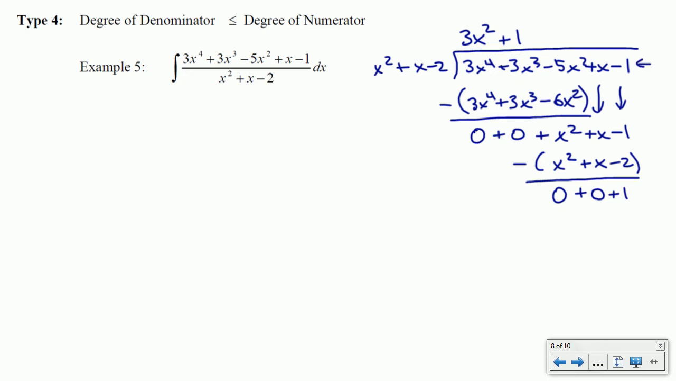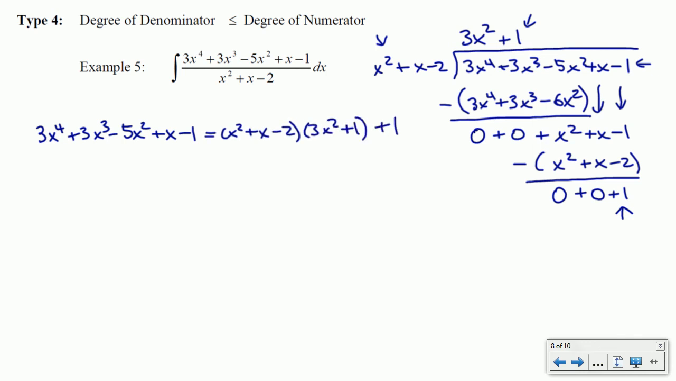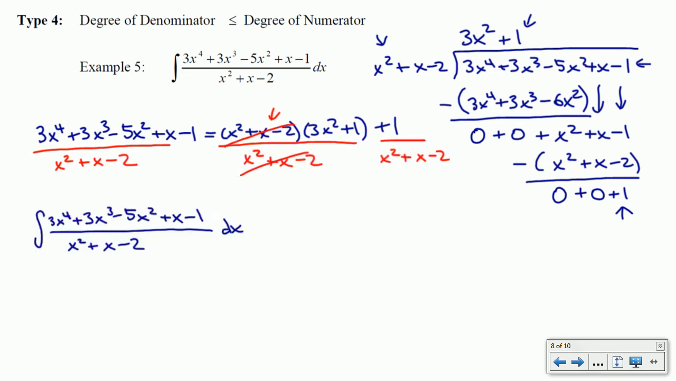Next we can write the dividend is equal to the divisor times the quotient plus the remainder. So 3x to the 4th plus 3x cubed minus 5x squared plus x minus 1 is equal to (x squared plus x minus 2) times (3x squared plus 1) plus 1. We can now divide the left and right hand side of this equation by x squared plus x minus 2. These terms will disappear, and now we can write the original integral as the integral of 3x squared plus 1 dx plus the integral of 1 over (x squared plus x minus 2) dx.